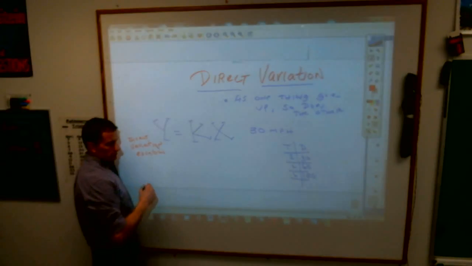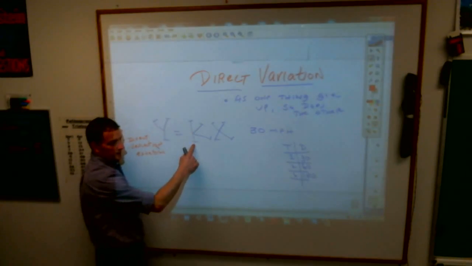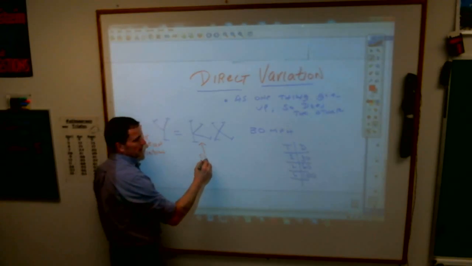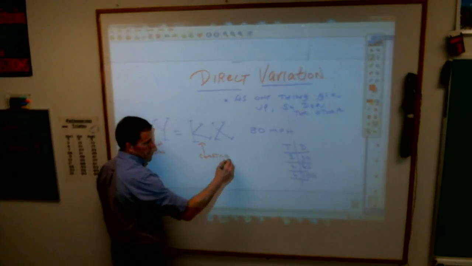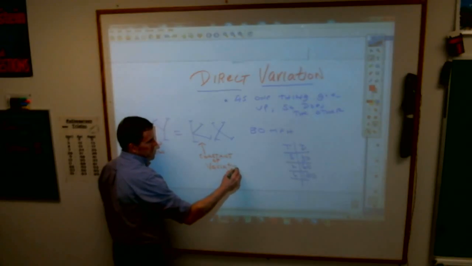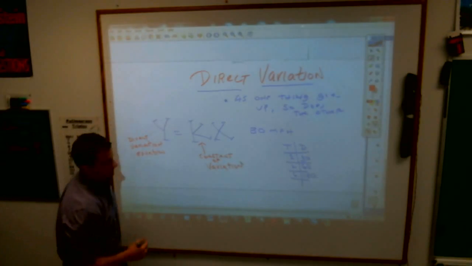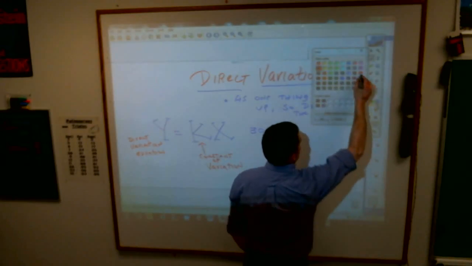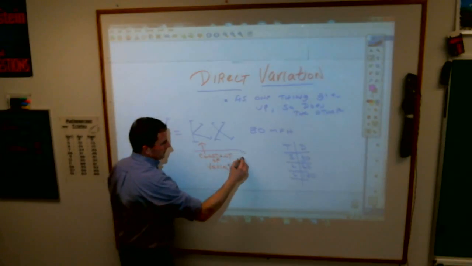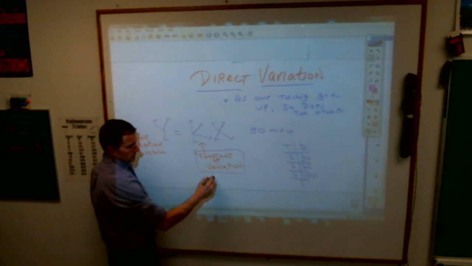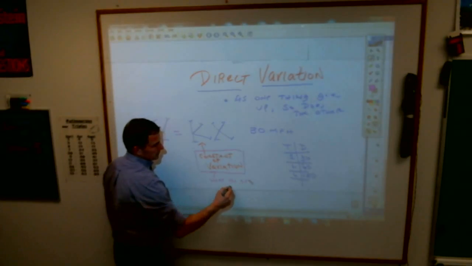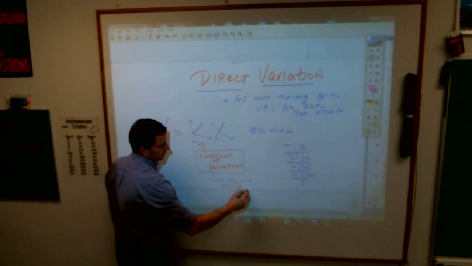And in this equation, the letter k is the important part, because k is what we call the constant of variation. A lot of big words that mean absolutely nothing, actually, but we have to learn them just because. In layman's terms, your constant of variation is what you are always multiplying by.